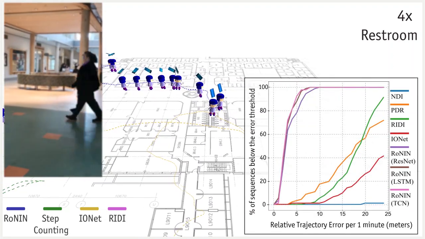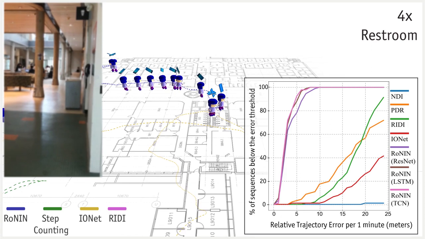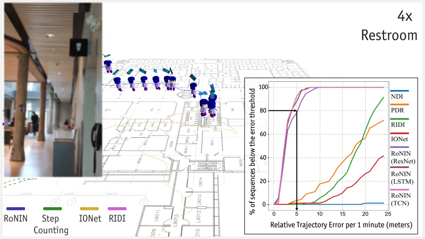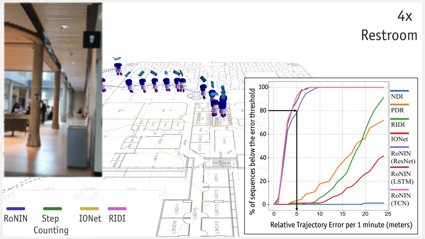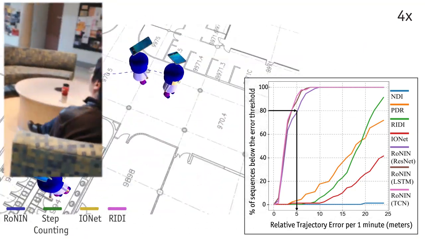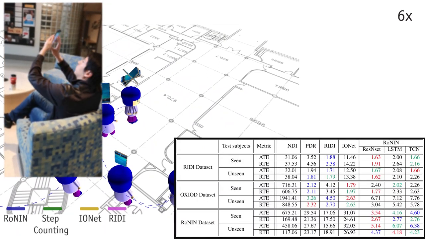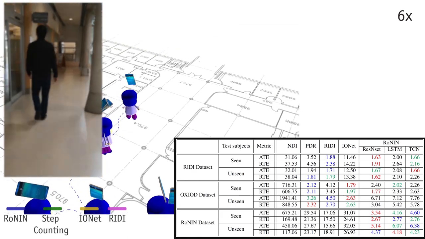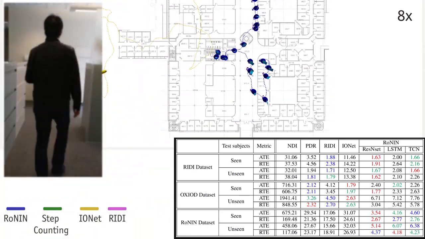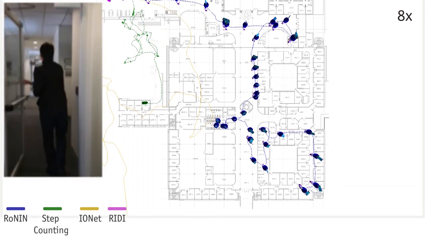We quantitatively evaluate the competing methods by the average positional error in a 1 minute window. For example, the graph shows that at 80% of the frames, our method achieves an average positional error less than 5 meters over a 1 minute period, outperforming the existing methods by a large margin. We have conducted extensive quantitative evaluations against 4 other competing methods on 3 different benchmark datasets, including ours, as shown by the table here. Please refer to our paper for the details.